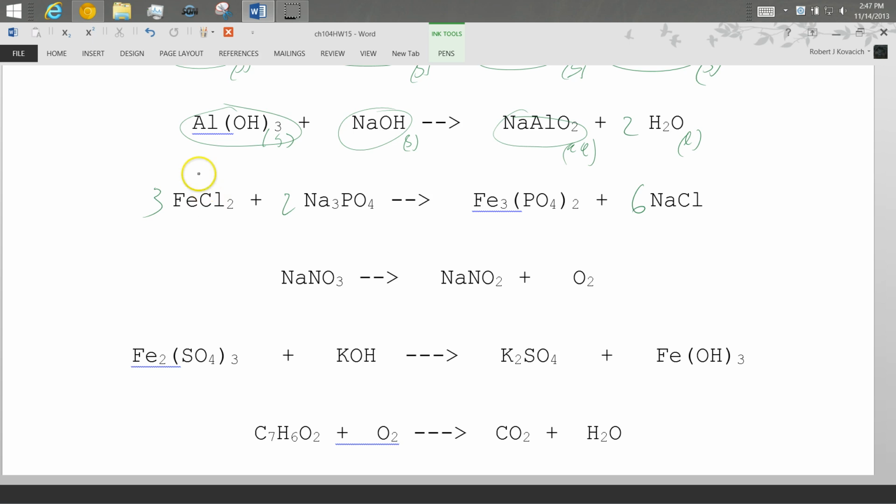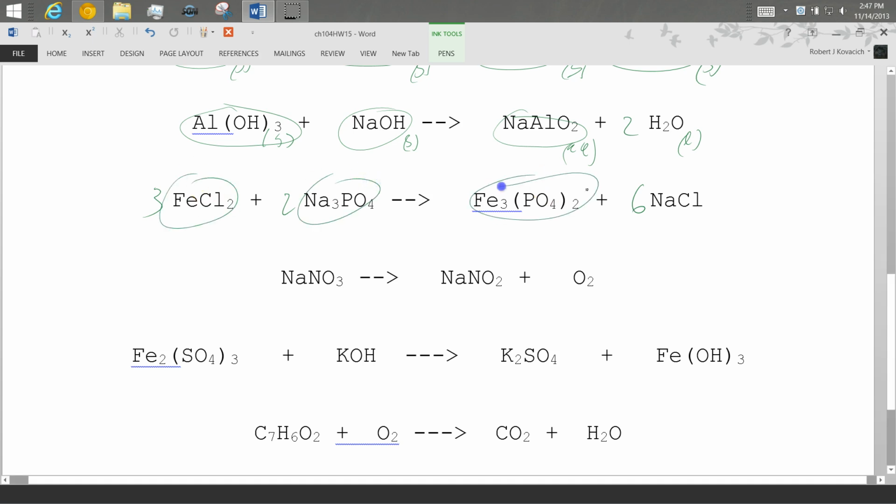So the ionic compounds, everybody circle there. And then we've got, I don't see any water, so it's a solid, solid, solid.